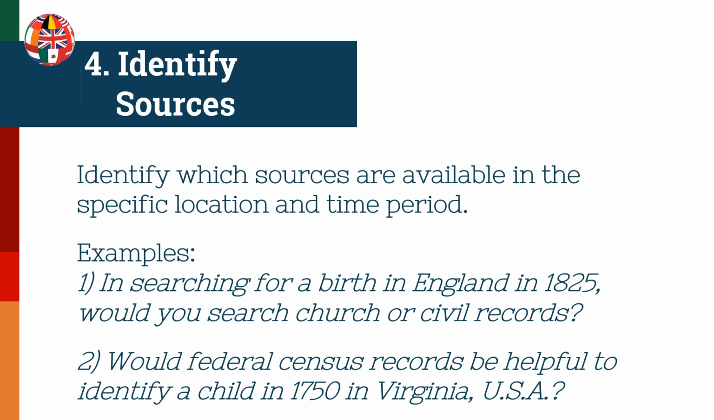After understanding the locality, the next step in creating a research plan is step 4, to identify which sources are available in the specific location and time period. For example, if you were searching for a birth in England in 1825, would you search for church or civil records? Or would federal census records be helpful to identify a child in 1750 in Virginia in the United States?